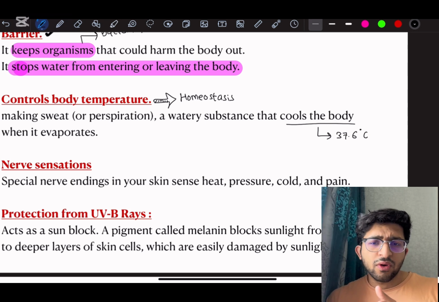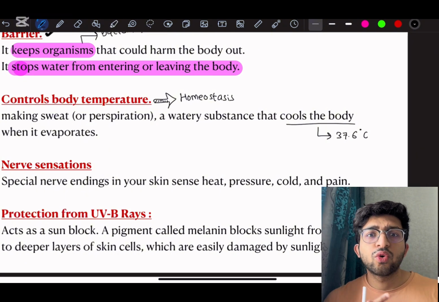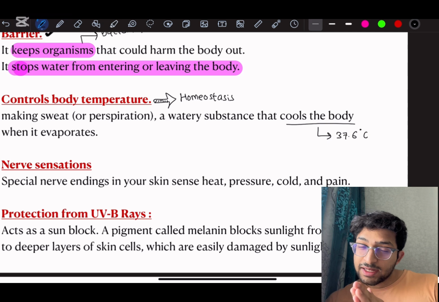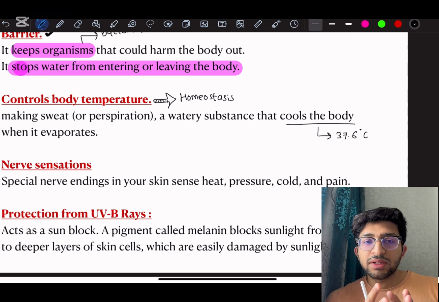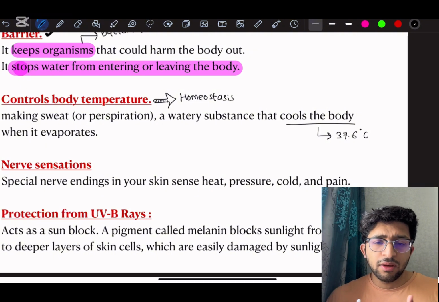In the same way, if you are living in cold weather such as Russia, our body temperature gets lower. In order to compensate, the body starts shivering. Shivering is how we produce heat on our own.